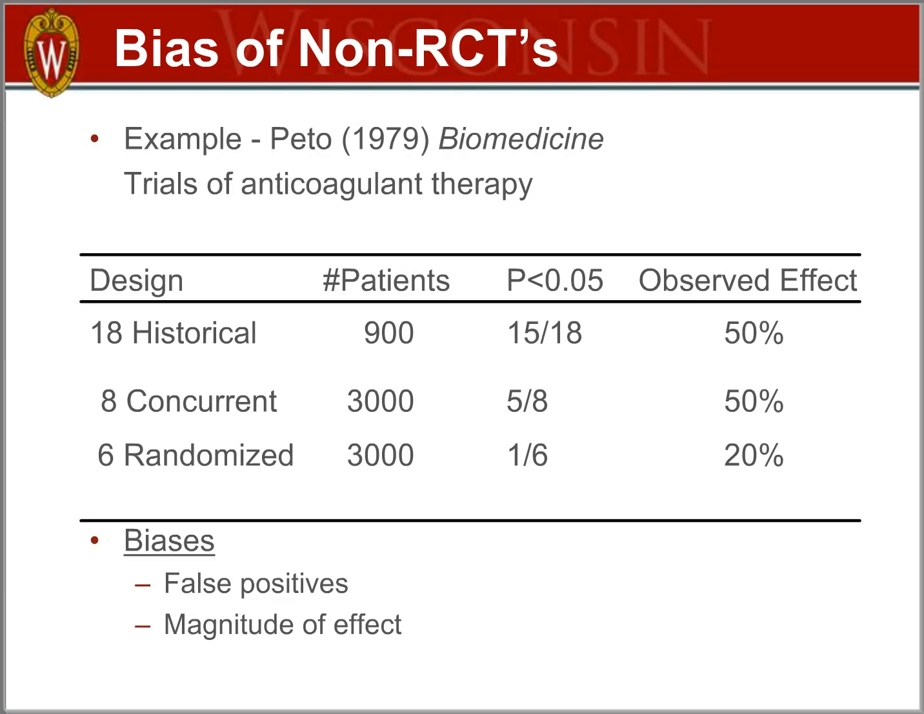In the 8 concurrent studies that he could identify, that is, you're comparing new therapies in one place to a therapy in another place, 3,000 patients, in 5 of those 8 studies, the result was significant, p less than 0.05, again suggesting about a 50% effect. For the 6 randomized studies he could identify, again with 3,000 patients, only 1 of those 6 was significant, and the effect was much less, that is 20%. So while it looks as though the therapy has some potential benefits, the estimate of the effect is definitely increased in the historical control and the concurrent control design because of the biases that exist in the designs.